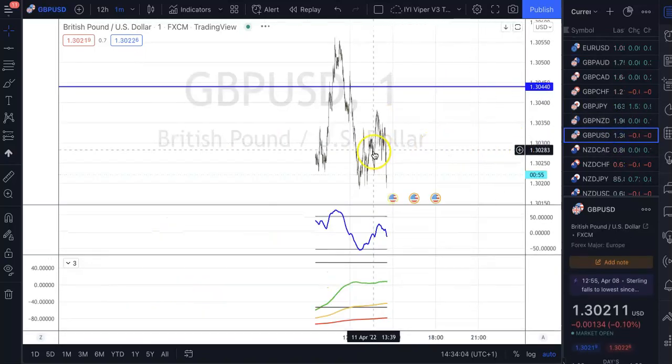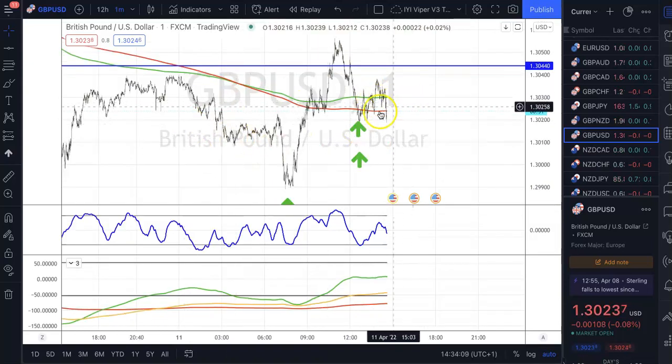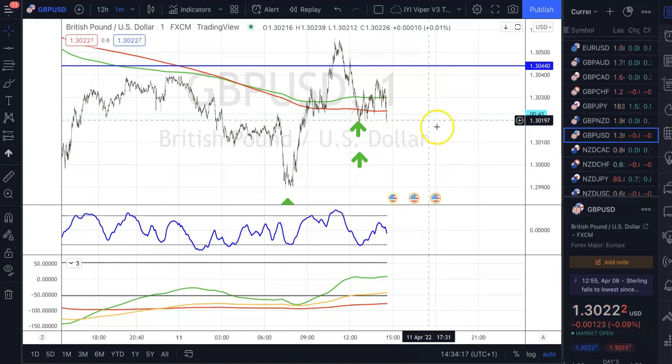Pound dollar's reversed as well. It's just in a tight range really. So I might be entering again if it comes down further, but it depends. If this comes down and hits again, I'll be into another position, take the first one out, etc.